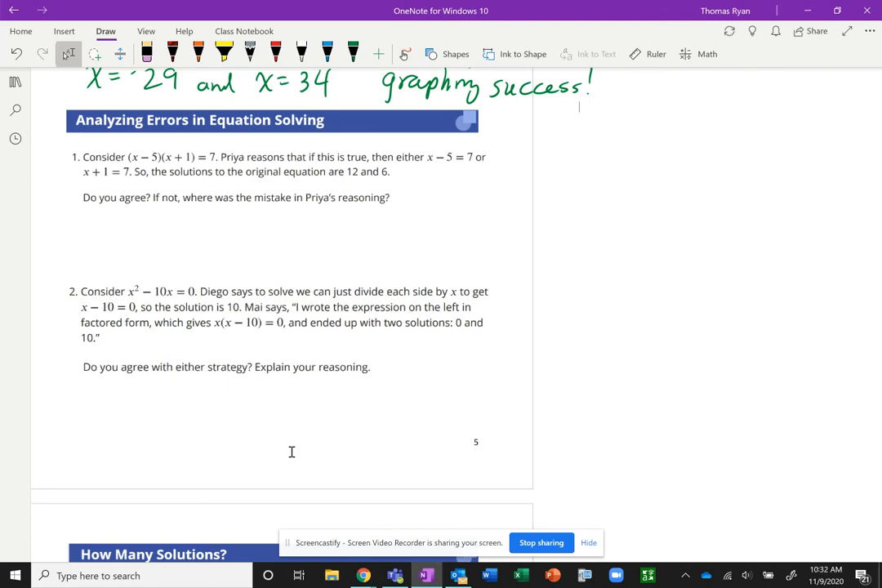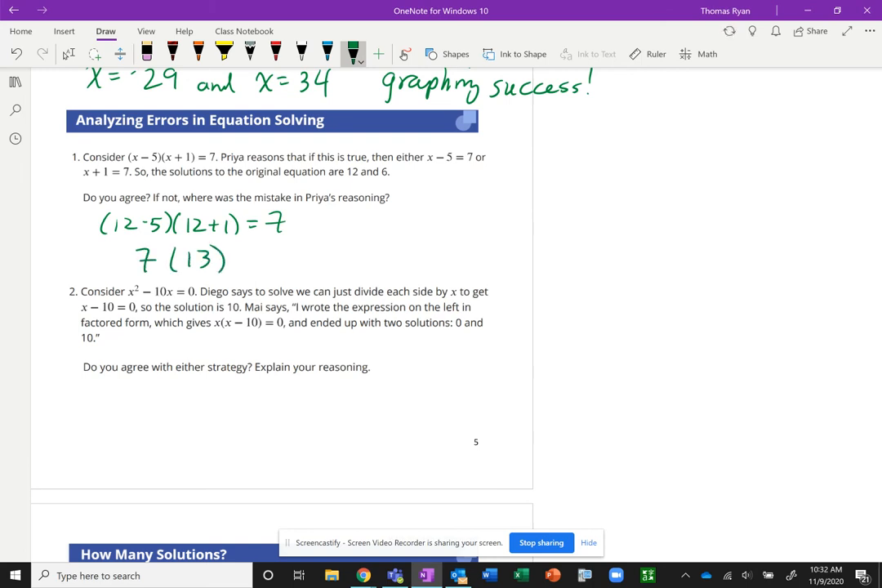She's looking at x minus 5 times x plus 1 equals 7. Priya reasons that if this is true, then either x minus 5 equals 7 or x plus 1 equals 7. So the solutions are 12 and 6. Okay, well, here's the thing though, guys. Let's just test out the solution to be 12. If we test out 12, 12 minus 5, 12 plus 1. This is great. It gives us 7.